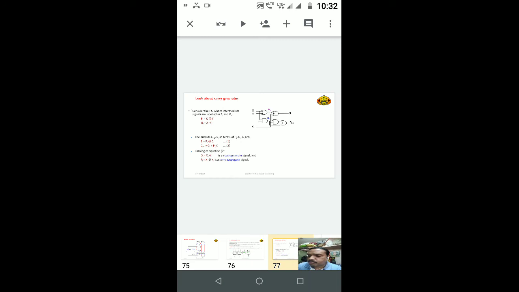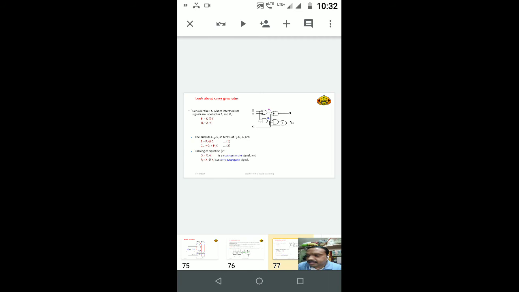So the output of Ci plus 1 and Si in terms of Pi, Gi and Ci: what is the output for sum? Si is equal to Pi XOR Ci. You see the diagram. What is the output of Si? There is one XOR gate, and which are the inputs? First input is the Pi and second input comes from the Ci. So what is the output for Si? Pi XOR Ci.